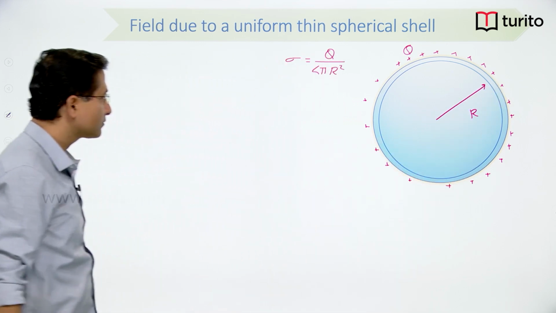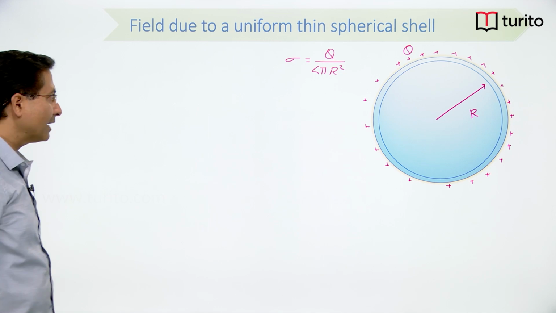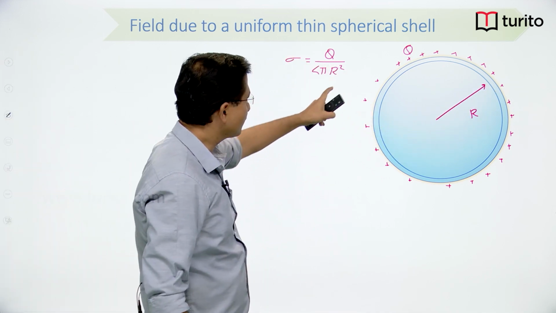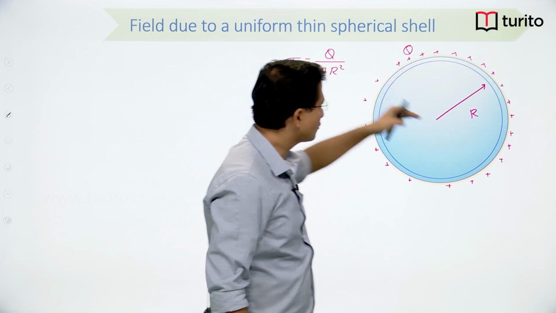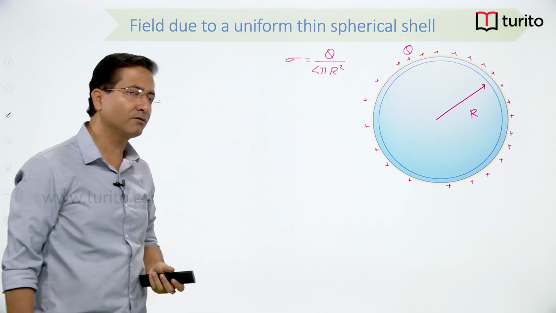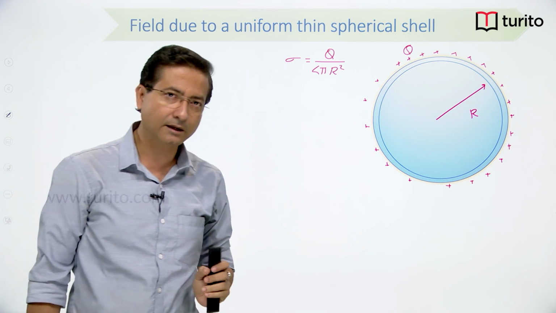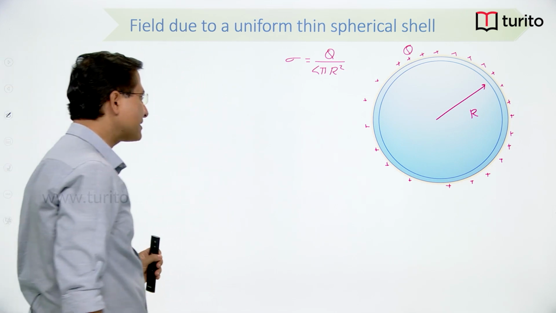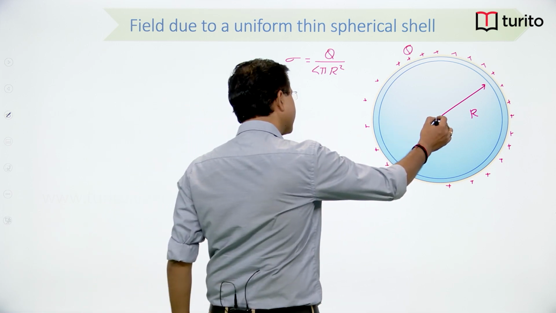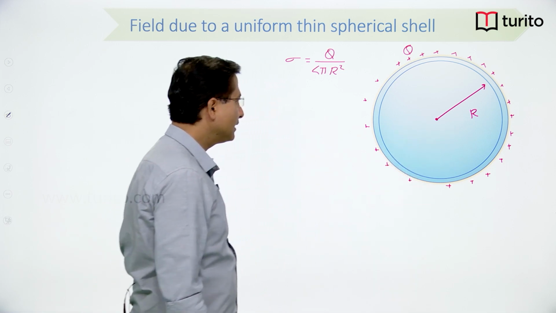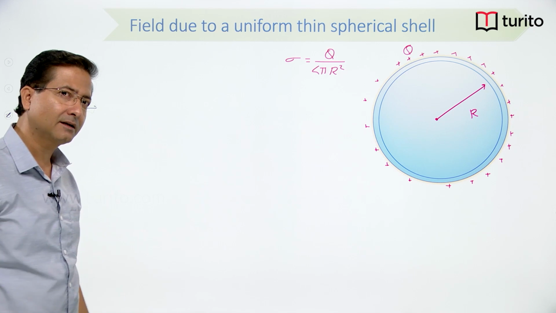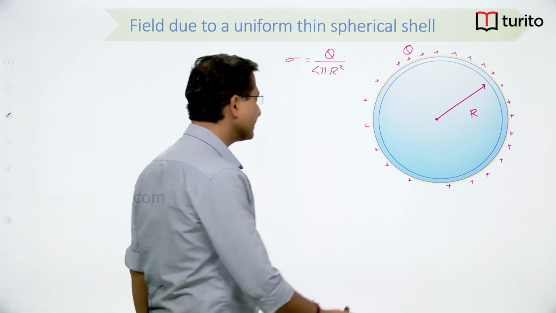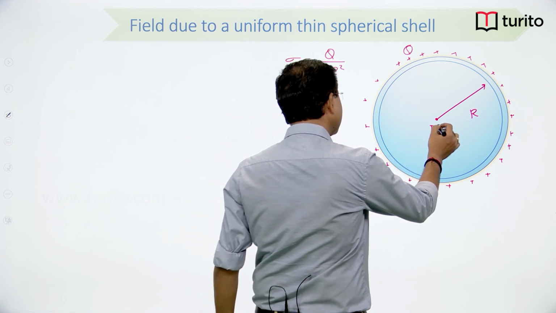So R is the radius of the spherical shell, and the total surface area will be 4 pi R square. So the charge divided by 4 pi R square will give you the surface charge density. Now if I ask what is the field at the center, somewhere here, it is very easy to predict that the field will be 0. So at the center it will be 0, we can easily say.